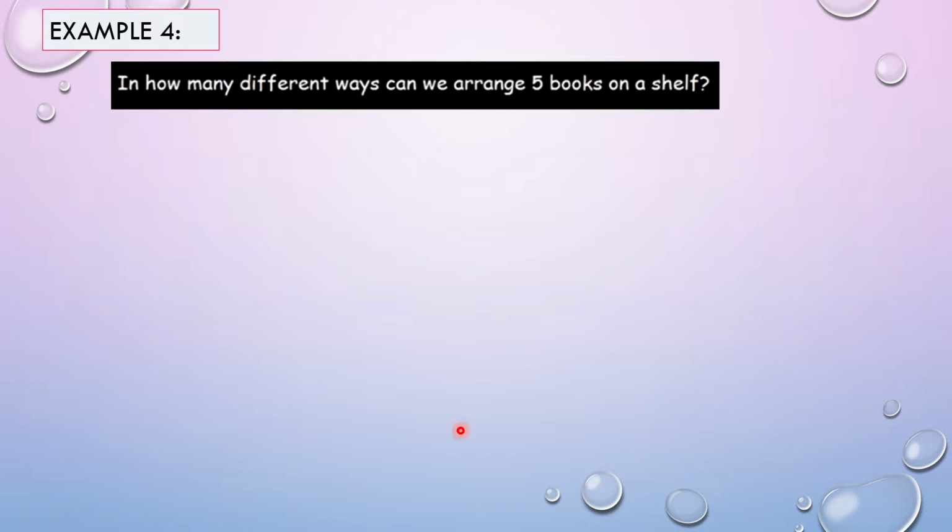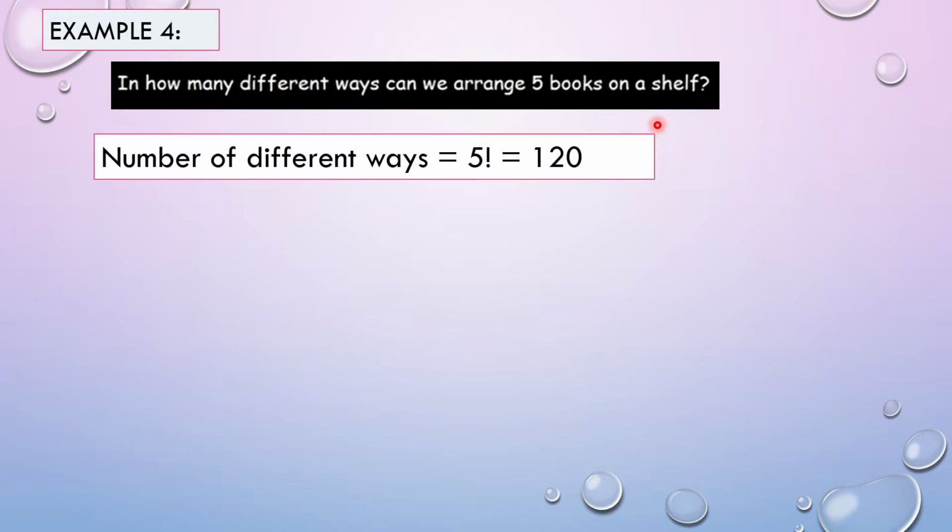Example 4. In how many different ways can we arrange 5 books on a shelf? Again I'm going to explain all the 3 methods. You just choose one to find the answer. The first one, using the factorial. So the number of different ways, since we have 5 books and we want to arrange all 5, will be 5 factorial. Use your calculator and you will be able to get the answer as 120.